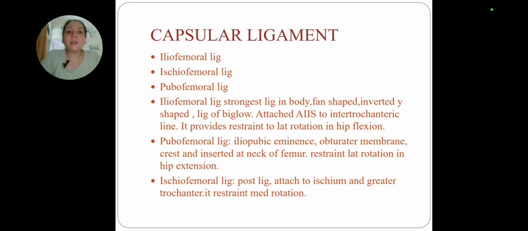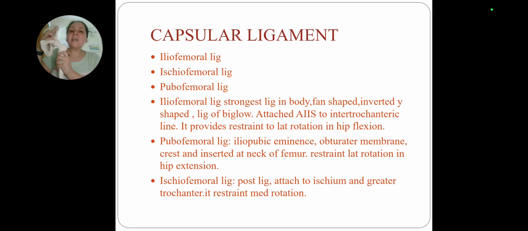The iliofemoral is called the ligament of Bigelow, and it is basically an inverted Y-shaped ligament, arising from the anterior inferior iliac spine to the intertrochanteric line. This is the bone. So you can see it is arising from the anterior inferior iliac spine to the intertrochanteric line. This is the intertrochanteric line.